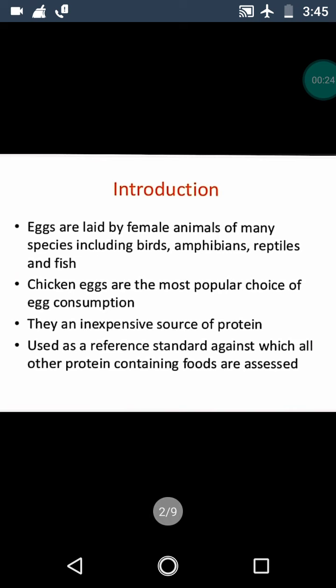So first of all, what are eggs? Eggs are laid by female animals of many species including birds, amphibians, reptiles and fish. The most common type of egg that is available in the market or consumed by humans is chicken eggs. They are an inexpensive source of protein. It is also used as a reference standard against which all other protein containing foods are assessed. The protein content of other foods is compared with the protein content of chicken eggs.